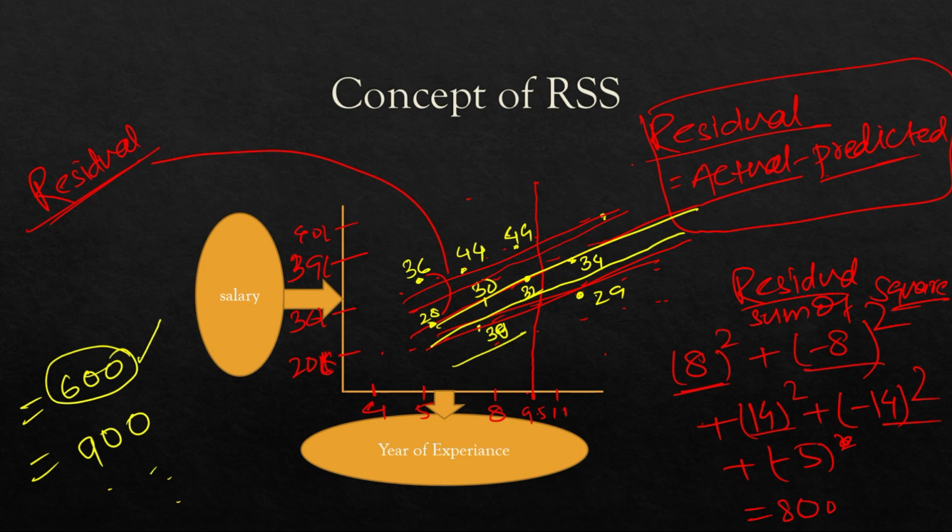So the question is raised: there are many possible lines, so how do we choose the best one? That concept is summarized in gradient descent. Gradient descent gives the concept of how to choose the best fit line.